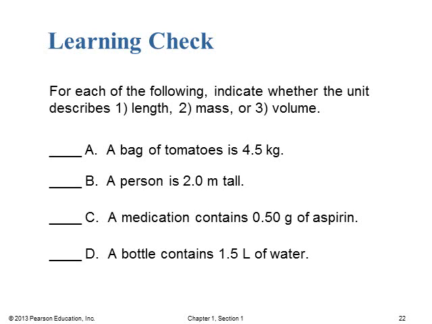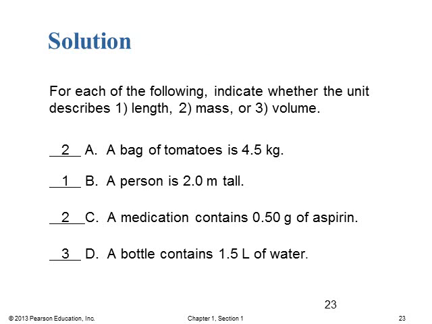Scenario C, a medication contains 0.50 grams of aspirin, and grams is the metric unit for mass, so scenario C will be choice 2. And then lastly, a bottle contains 1.5 liters of water, and liters is the metric unit for volume, so that would be choice 3. And so here you see the answers. I will also post the PDFs for these presentations so you can quiz yourself without seeing the answers on your own time.